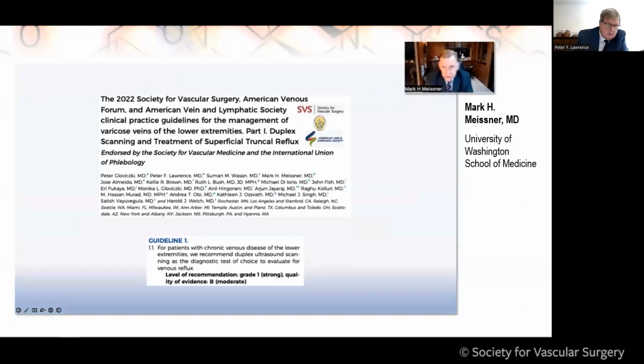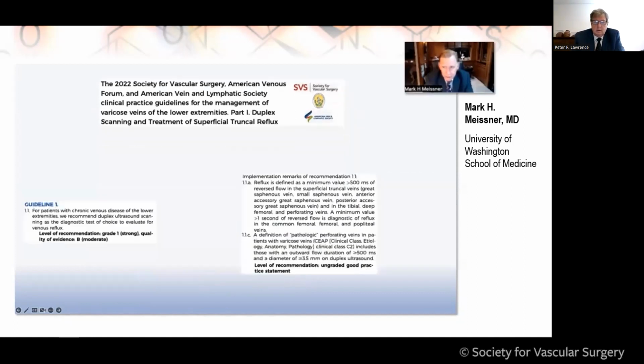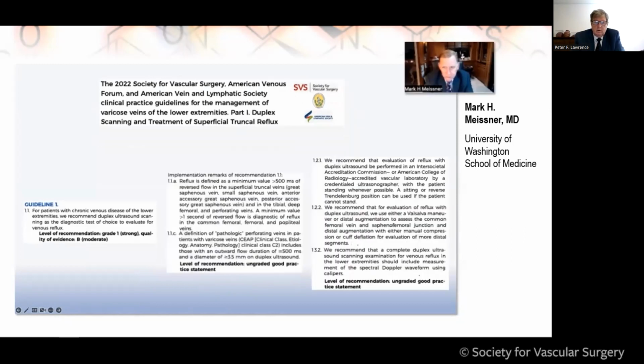And the new multi-societal guidelines endorse duplex scanning as the diagnostic test of choice for venous reflux as a grade 1B recommendation. Further, as implementation guidelines, they establish diagnostic thresholds for defining reflux of greater than 500 milliseconds in the superficial veins, greater than 1 second in the common femoral and popliteal veins, and, in combination with a diameter of greater than 3.5 millimeters, reflux duration of greater than 500 milliseconds in the perforating veins.